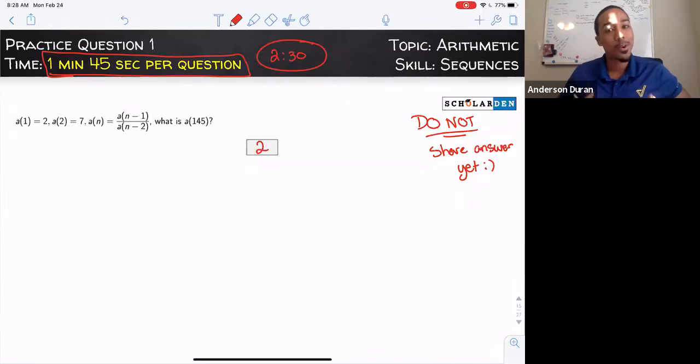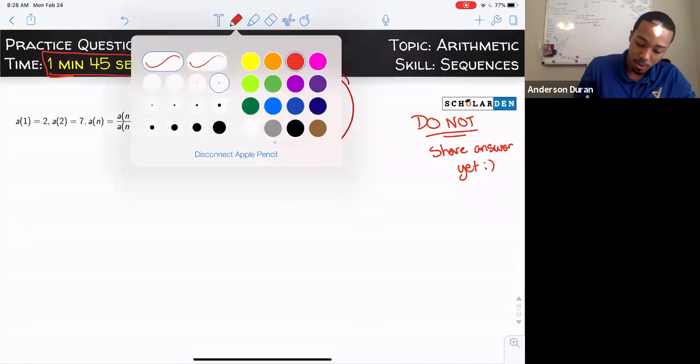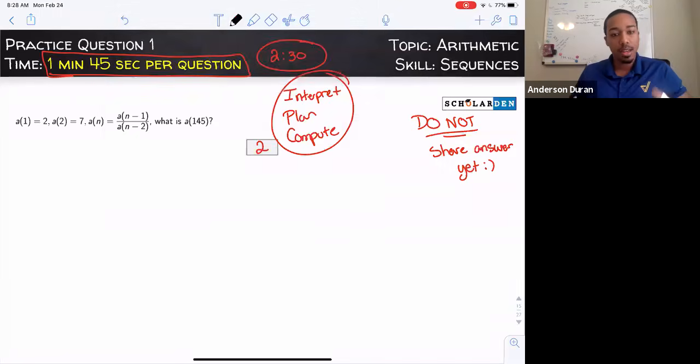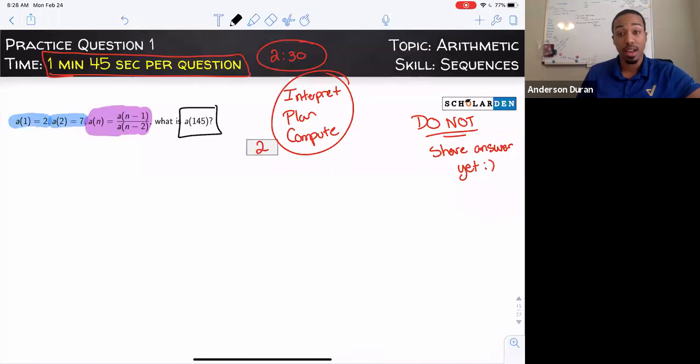So allow me to go over the question, and I'm going to use that strategy. Remember, interpret, plan, and compute. Those are the 3 big steps. Here we go. If I read the question, I'm seeing that I have pieces of information given to me. I see that I have A of 1 equals 2, A of 2 equals 7, and then I'm given a relationship here to get the next term and the next term and the next term. And then I'm asked to find A of 145.